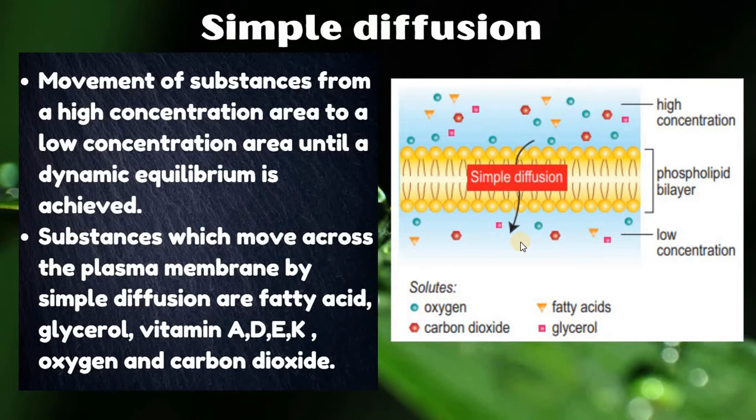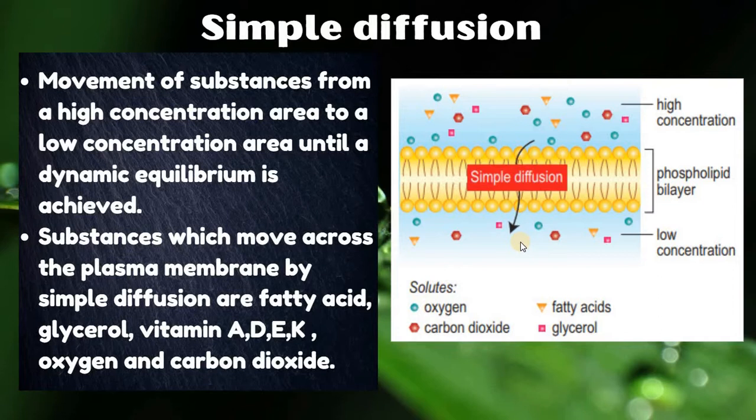What are the examples? Oxygen and carbon dioxide are small molecules that can pass through the phospholipid bilayer freely by simple diffusion. The other examples are fatty acid, glycerol, vitamin A, D, E, K.